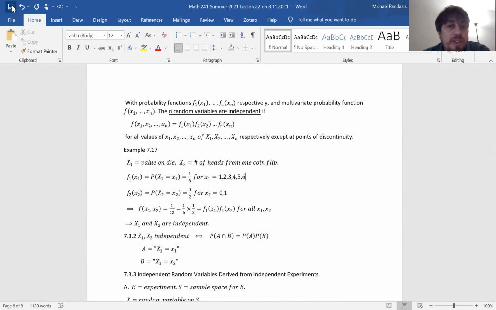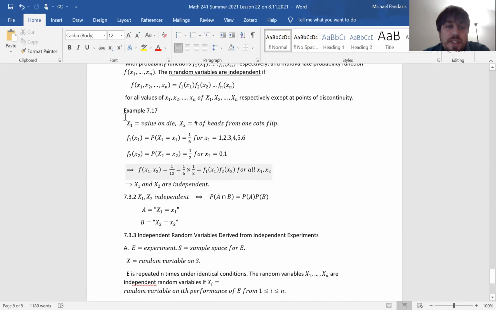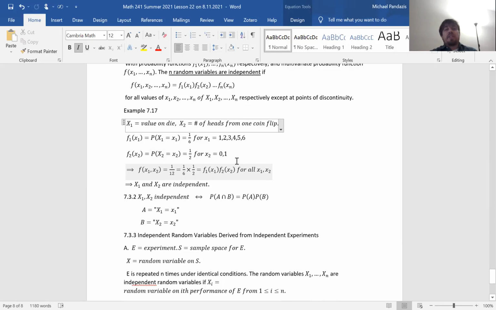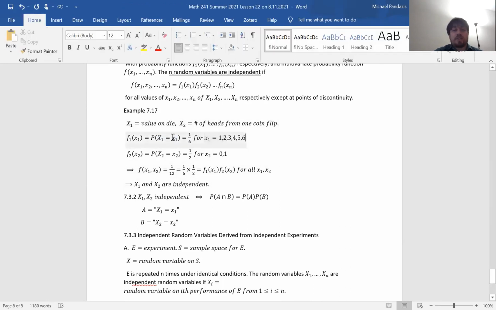Okay, so let's look at an example of where it happens. Example 7.17: X1 is the value on a die you roll, and X2 is the number of heads from one coin flip. We already said that these two are independent events. Rolling a die has no effect on how many heads you get from flipping a coin, and flipping a coin has no effect on the value of the die when you throw it. So f sub 1 of x1 is the probability that X1 equals little x1. That's 1/6, because the probability of each possible value is 1/6.